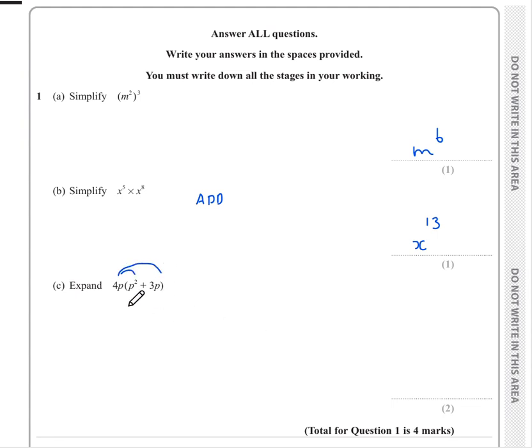Expanding these brackets, so we're multiplying each of these terms by 4p. That's going to give us 4p to the power 3 plus 4 times 3 is going to give us 12p times p squared. And there's nothing we can do to collect those together or make it any simpler.